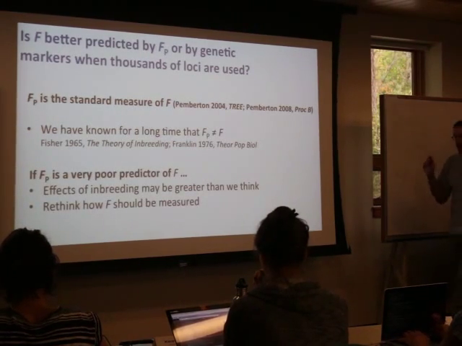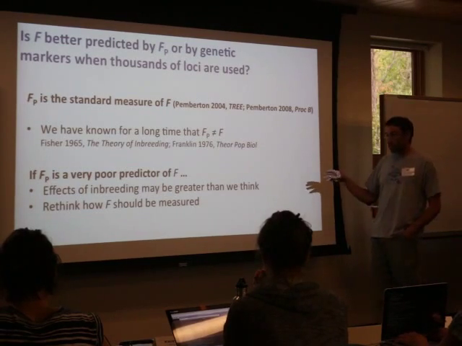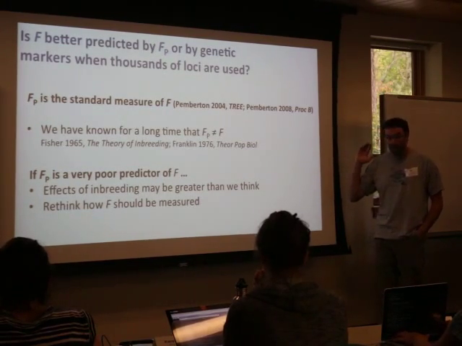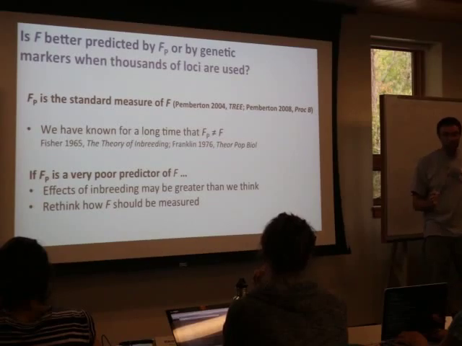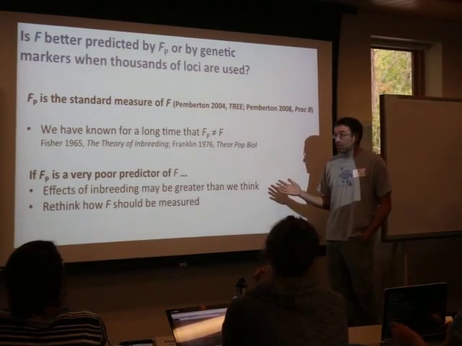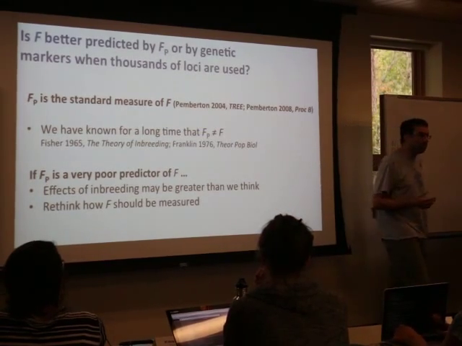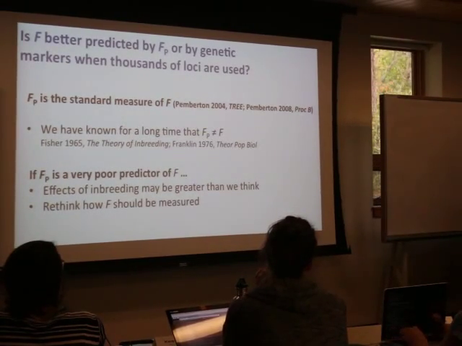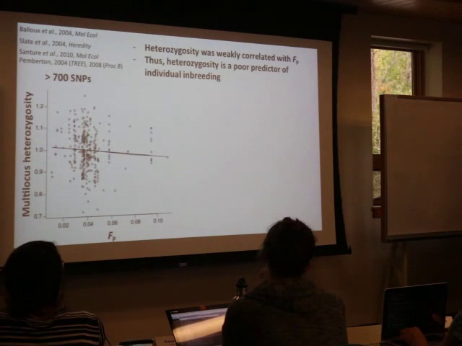And if we can't predict individual inbreeding highly precisely with pedigree F, then because there are tons and tons of studies that have studied inbreeding depression using pedigrees, we may need to rethink how we should do this. The effects of inbreeding may be greater than we think, and they might be more frequent than we think.